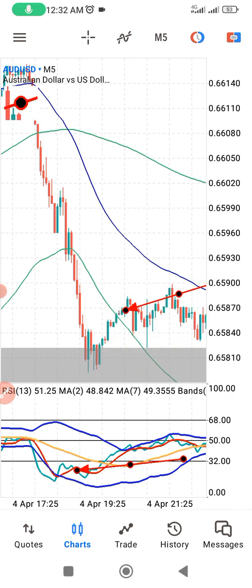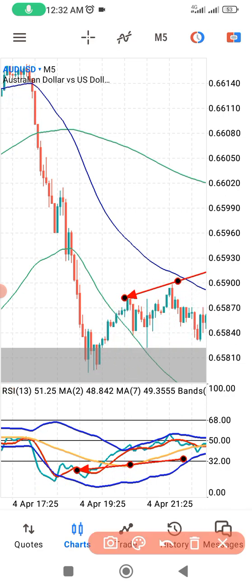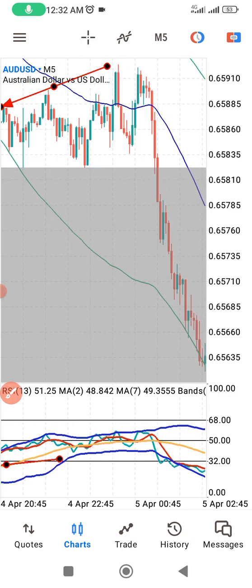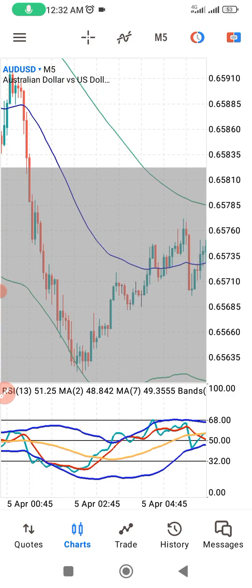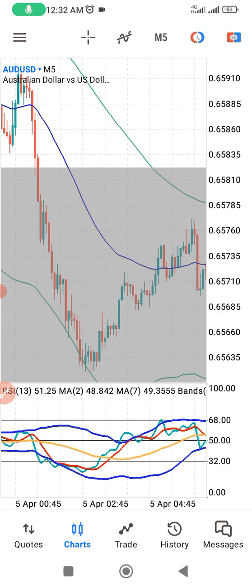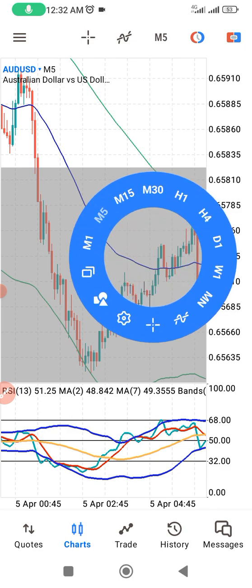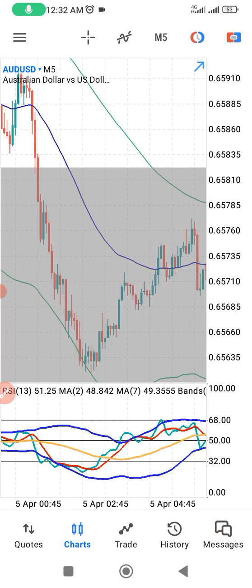So we have our entry here, we have our stop loss, and then we have our entry. And you can see how it plays out. And here we have it again, still on the same entry in the direction of the pullback. You can see what happened here.